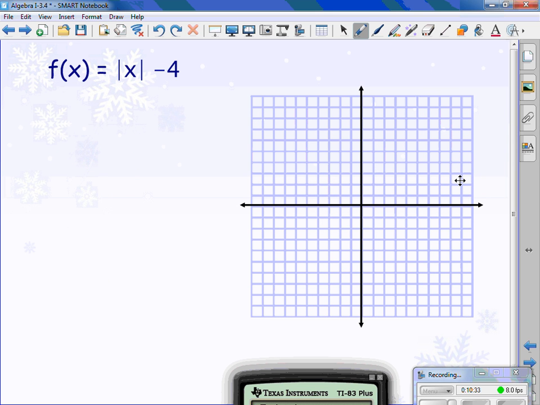Now I have f of x equals the absolute value of x minus 4. You have to remember the lines straight up and down mean absolute value. What's different with this problem and the previous problem? This one's not telling you the domain.